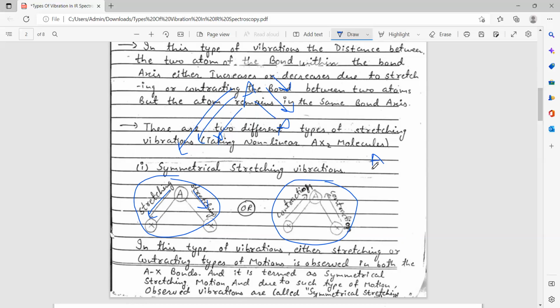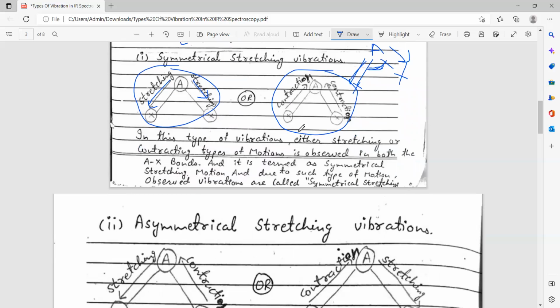Here I am drawing another figure. Here, as you can see, the bond angle remains the same, but the bond lengths of the AX bonds are different. So in any stretching vibrations, the bond angle remains the same, but the bond length varies. Okay. So in symmetrical stretching vibrations, either stretching or contracting types of motion is observed in both the AX bonds, and it is termed the symmetrical stretching mode of vibration.